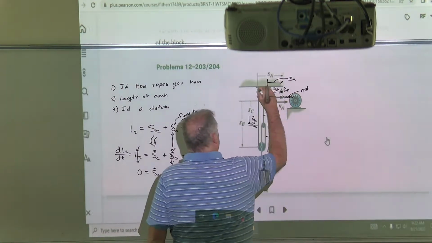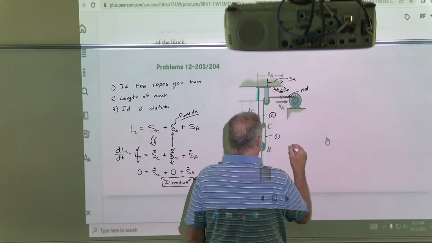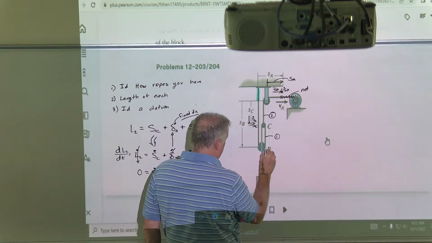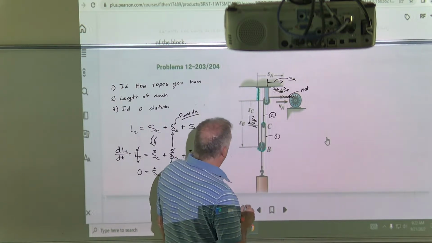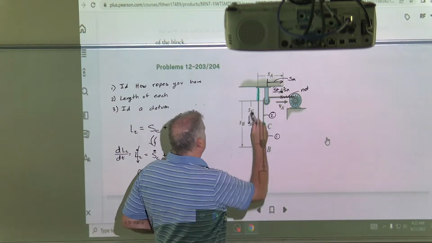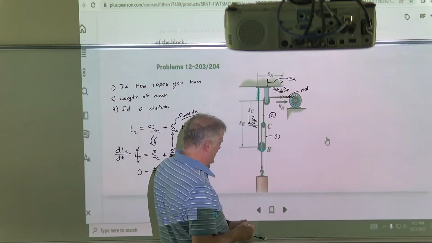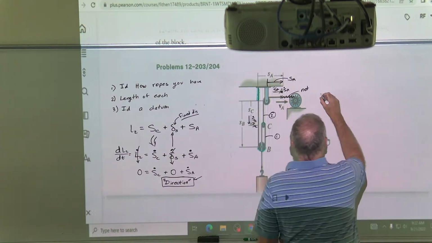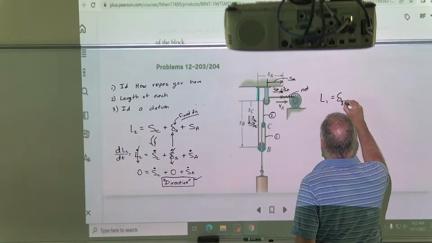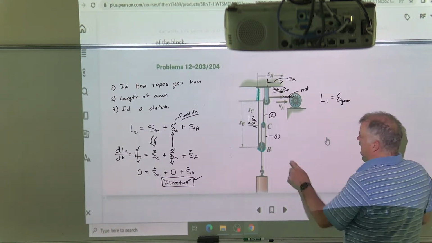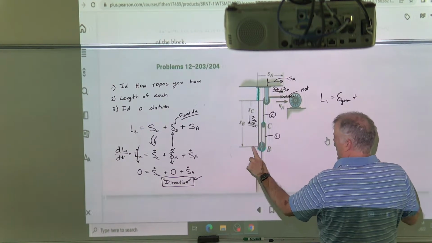The green marker: this distance right here is part of the delta. This distance right here is part of the delta. This distance right here is part of the delta. And if you trace this rope, it basically starts here, goes all the way up until it ends right there. So if I look at the length of rope 1, it equals all the green lengths added up, plus the distance from here to this point, which is SB.